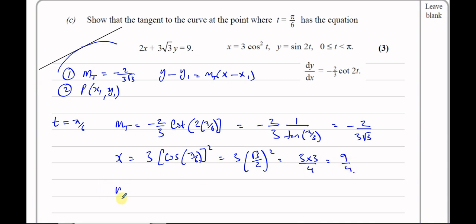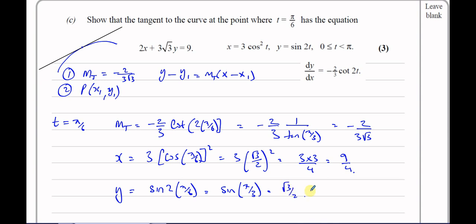And the y coordinate is going to be equal to the sine of 2t, so that's the sine of 2 times pi over 6, which is the sine of pi over 3. The sine of 60 degrees is root 3 over 2 as well. So the y coordinate is root 3 over 2.